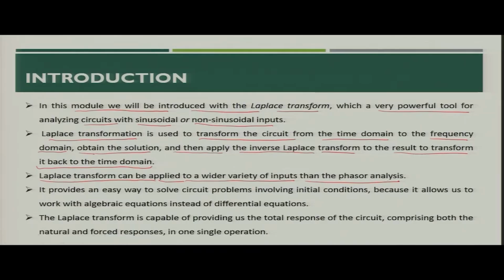It provides an easy way to solve circuit problems involving initial conditions, because it allows us to work with algebraic equations instead of differential equations. When we were discussing the RLC circuits, we saw that there were differential equations we formed, and we were trying to solve those differential equations. The differential equation solution becomes a little bit complex, while algebraic equations are easier to solve.